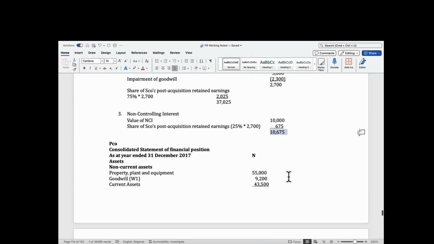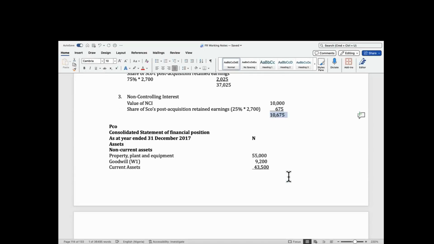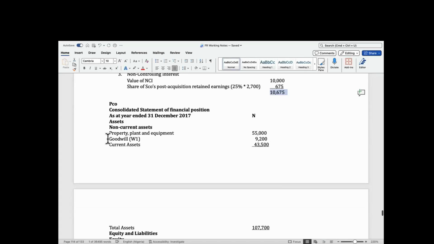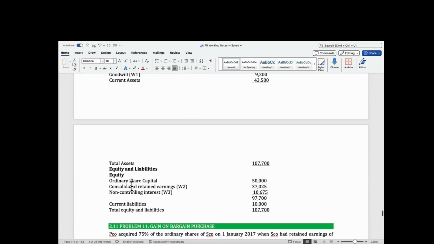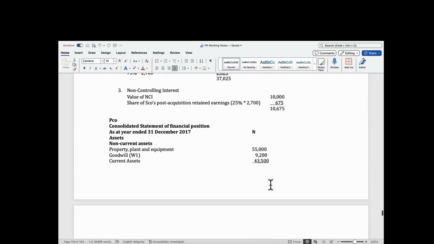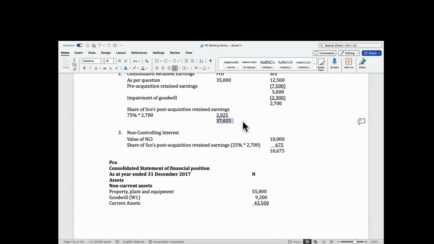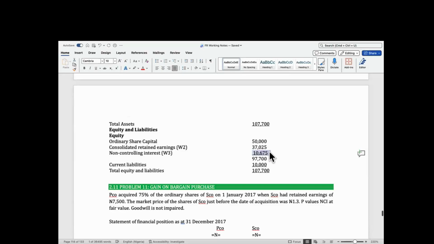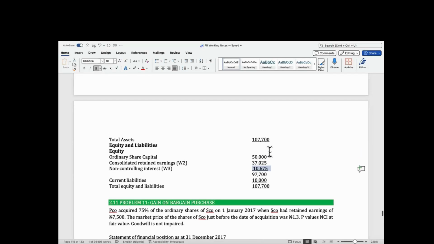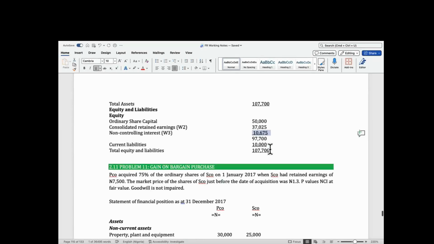And that is all. You can then consolidate by adding all these figures together, that of the parent and subsidiary, then taking into consideration the goodwill as computed above, which is the balance that is not impaired, the consolidated retained earnings as computed above, which is 37,025, this one, and the value of NCI, which is this, which is part of equity. Then other figures, I just add that of the parent and the subsidiary together. And that is all for that.